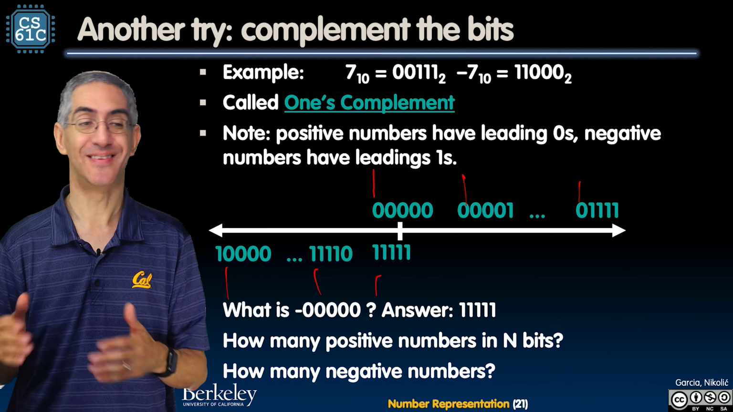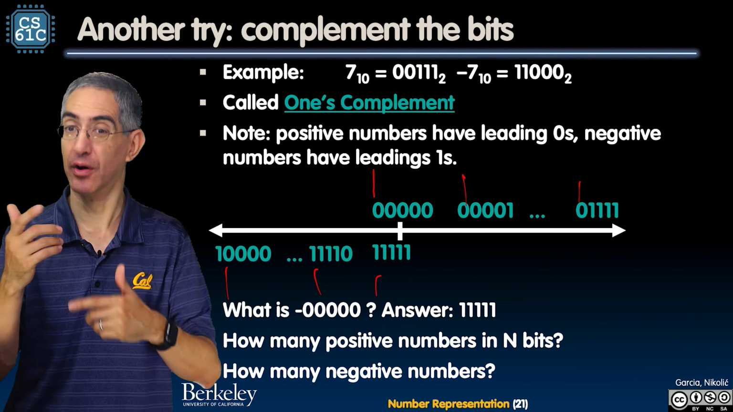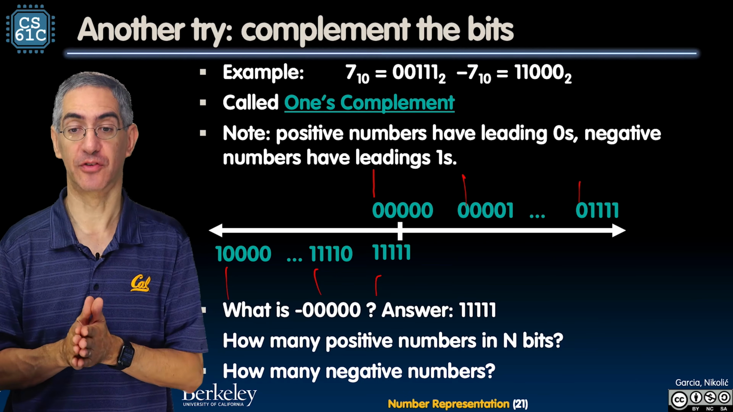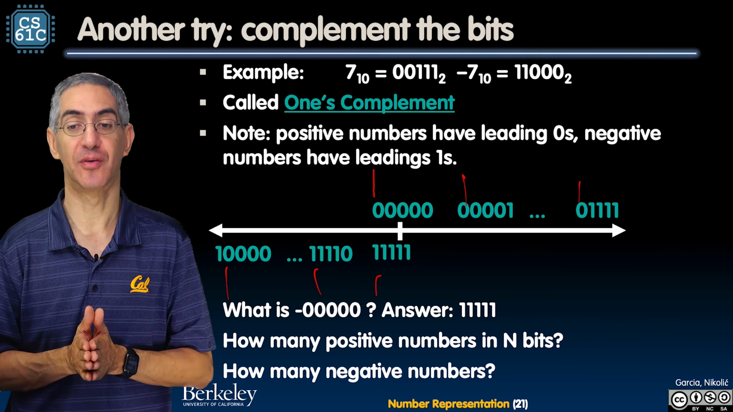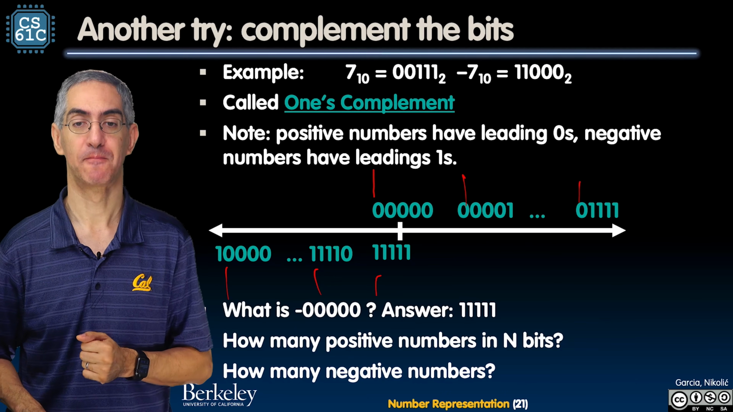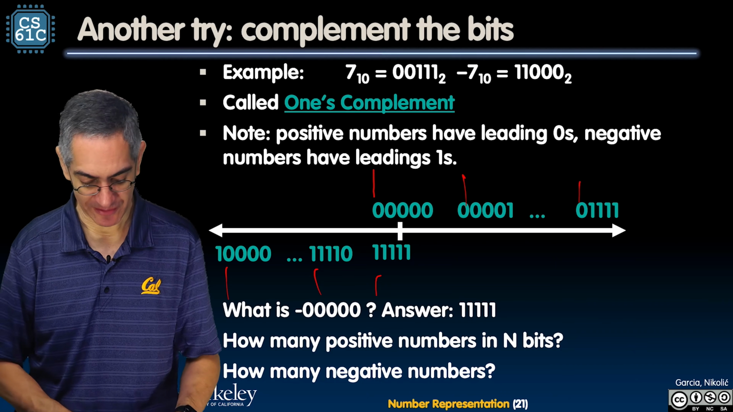What's minus 0, 0, 0? Well, all ones. So I still have this problem that there are 2 zeros. We see that already. How many positive numbers? Ask yourself how many positive numbers and how many negative numbers you might have in n bits. Okay, but you see how the problem is? Let's look at the odometer just to see.